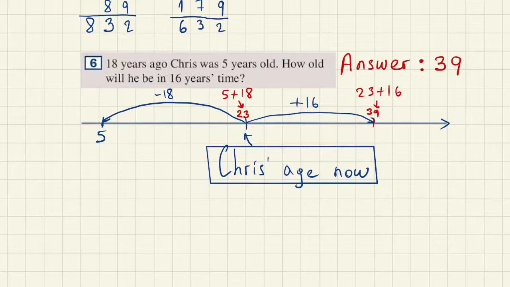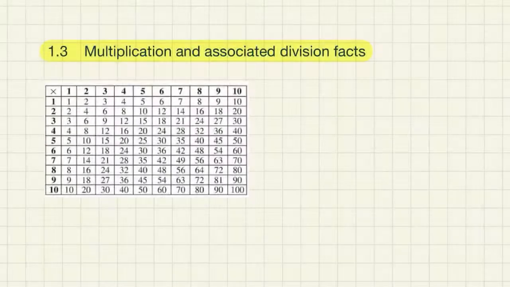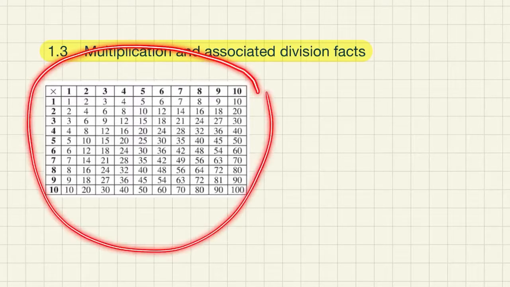Okay, that's it about addition and subtraction. Real short, real easy topic. Another topic for today is multiplication and associated division facts. So here we have a multiplication table of numbers from 1 to 10.